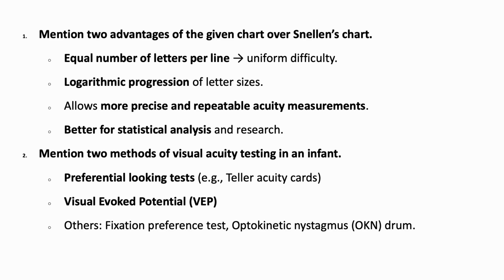And mention the two advantages: equal number of letters per line, and logarithmic progression, and this test is repeatable and precise. Other methods used in infants are: first is the preferential looking test, and the other objective method is visual evoked potential.